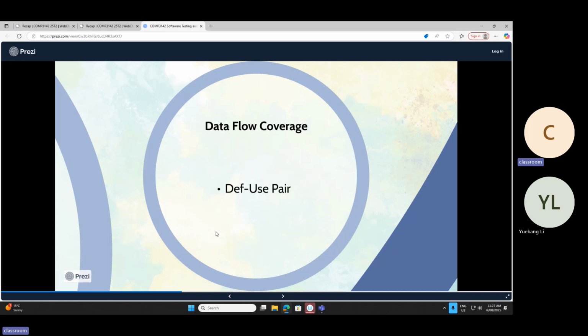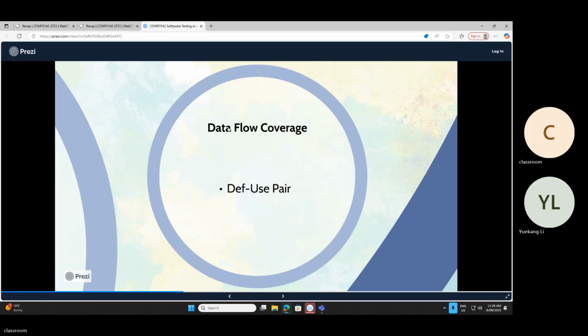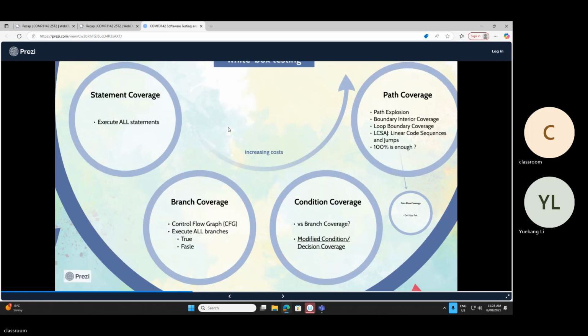And the key concept we learned about data flow coverage is the def-use pairs. Def means a value is defined, and use means this value is used in some kind of operation, right? So this is all about the different types of coverage metrics we learned for structural testing.